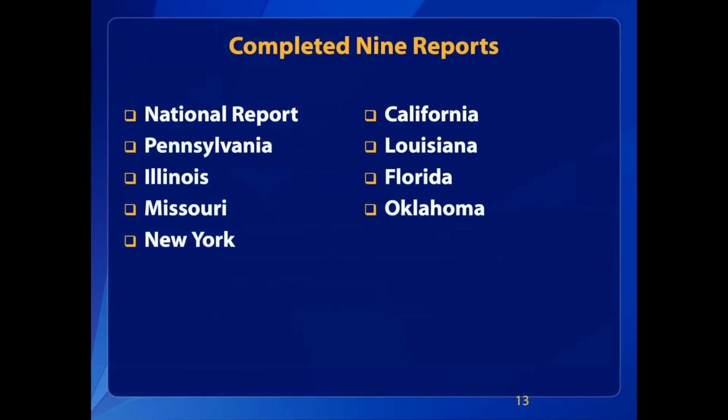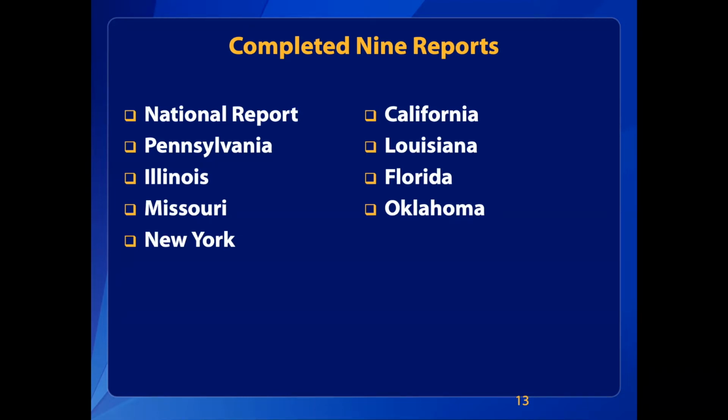At this point, 9 reports have been released: 1 national report and 8 state reports. 15 reports are being completed, and there are plans to continue so we get to 50 states. What I want to talk about today are the responses we have to the 9 reports, and I want you to see the variability within that. The states are Pennsylvania, Illinois, Missouri, New York, California, Louisiana, Florida, and Oklahoma. A lot of those are very different states in terms of their regional economic variability, so we're going to see some variation, which I think you can engage.